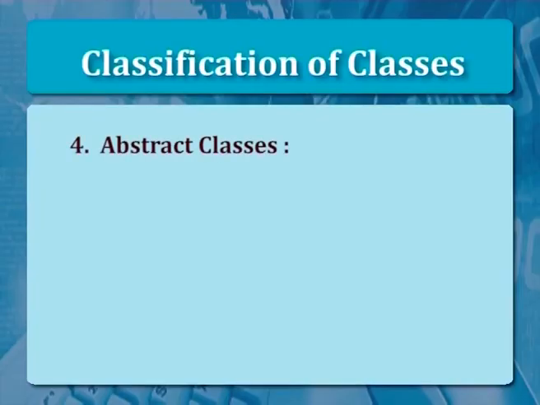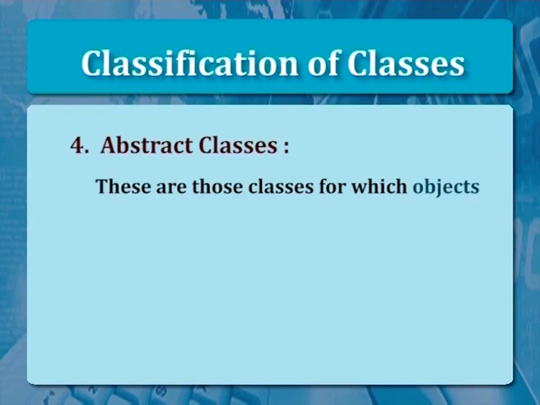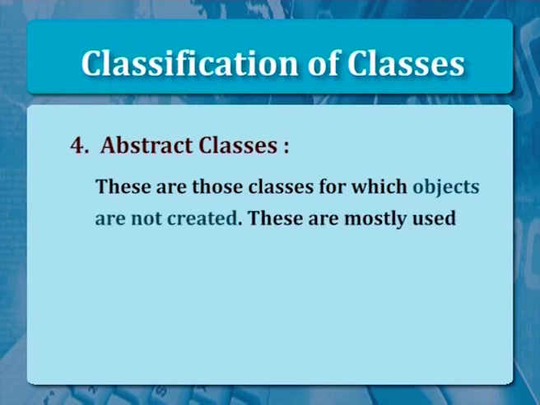Abstract classes. Abstract classes are those classes for which objects are not created. These are mostly used as base classes. This will be discussed in detail during the inheritance discussion.